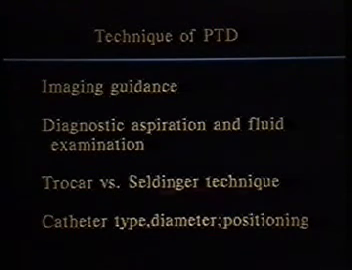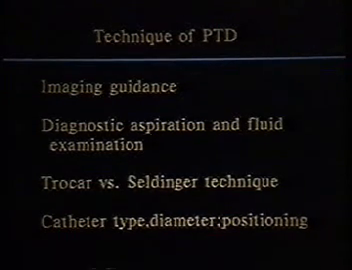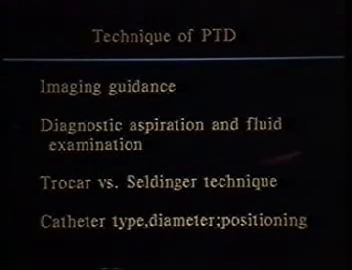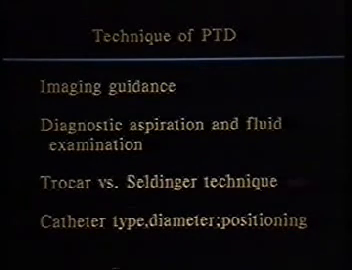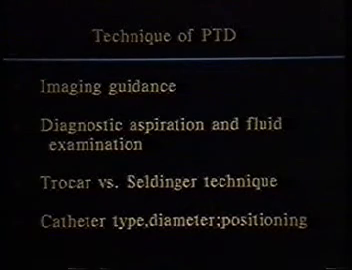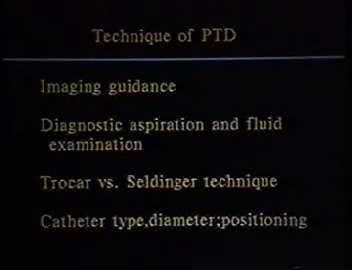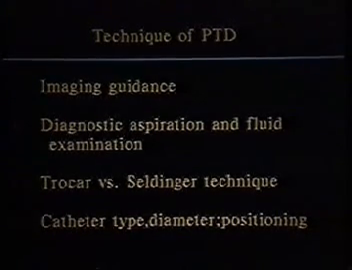We obviously choose the appropriate catheter and the appropriate diameter of catheter based upon what type of fluid we're draining and the size of the collection. And we always want to place our catheter in a dependent location, because the hallmark or the important concept is that you must place the catheter in the dependent location in order to eradicate the infected fluid from the chest.